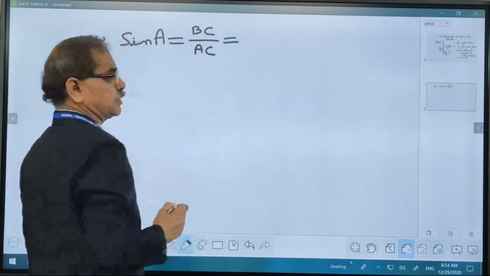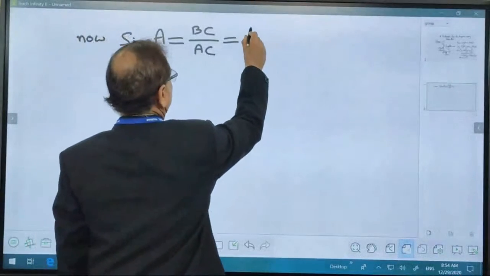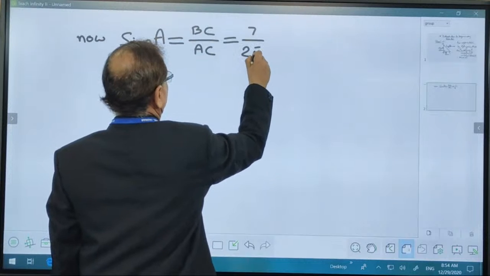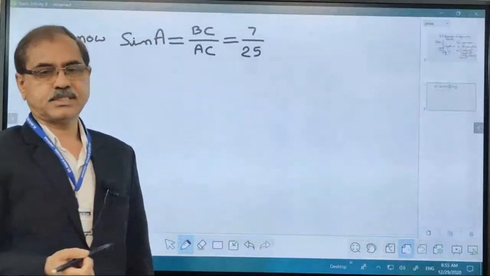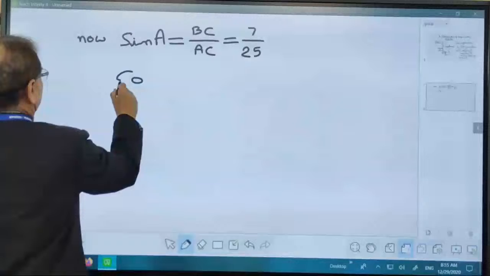Then we substitute the measurements of BC and AC. BC is 7 and AC is 25. So we got the first answer. Sine of angle A is 7 upon 25.